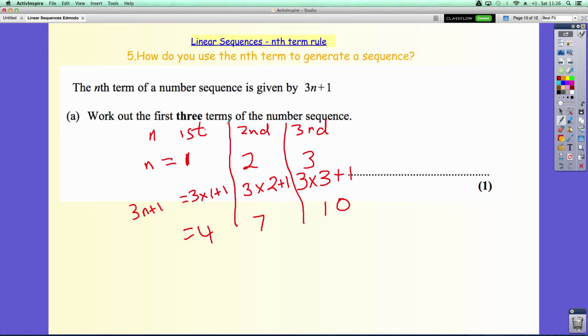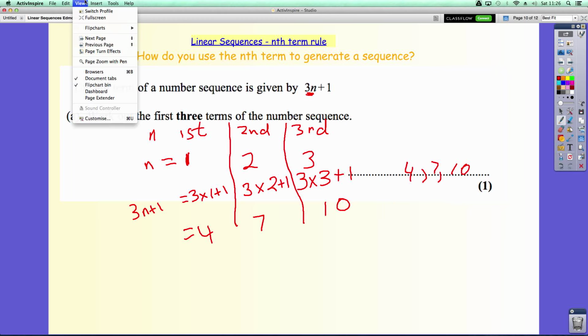What we can also do is substitute the first. So 3 times 1 plus 1 is 4, and we know because it's 3n, it's a common difference of 3. So I can then add 3 to get 7, add 3 to get 10. So either way, 4, 7, 10 is our final answer.